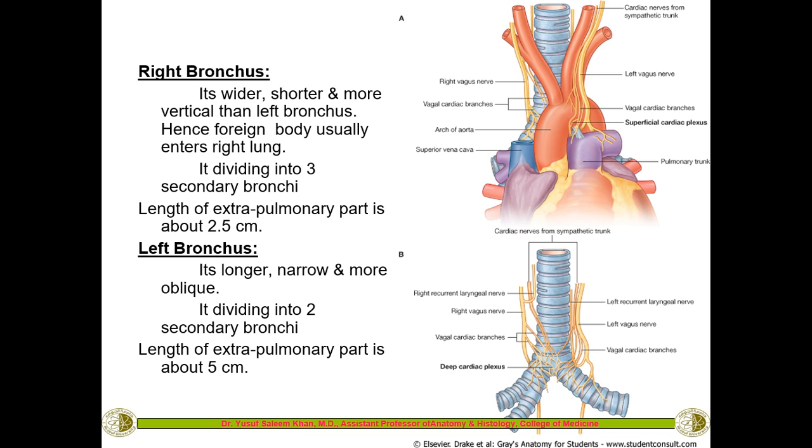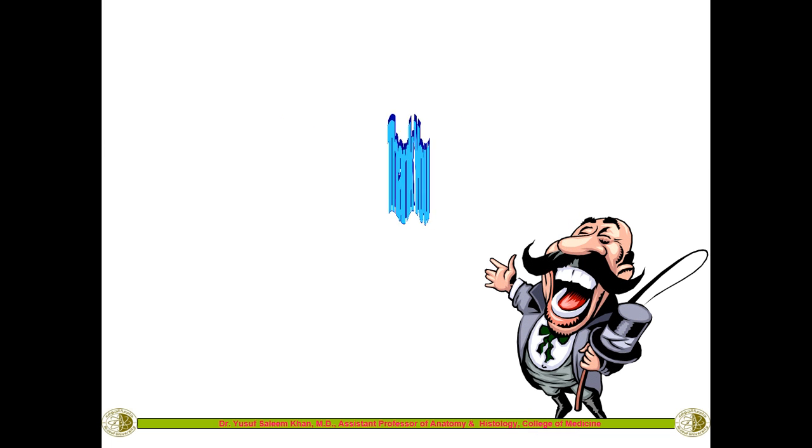Other things about the bronchopulmonary segments and the tertiary bronchi, and other details, we will study in the next class, which is related to the lung and the bronchopulmonary segments. If you have any doubts regarding this, you can ask me.